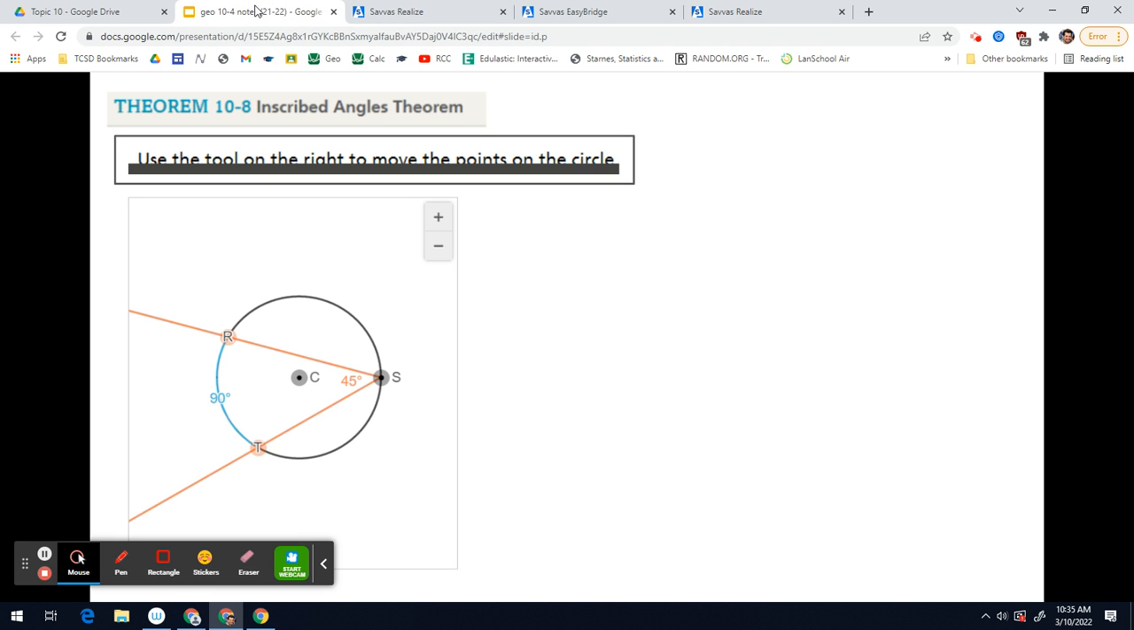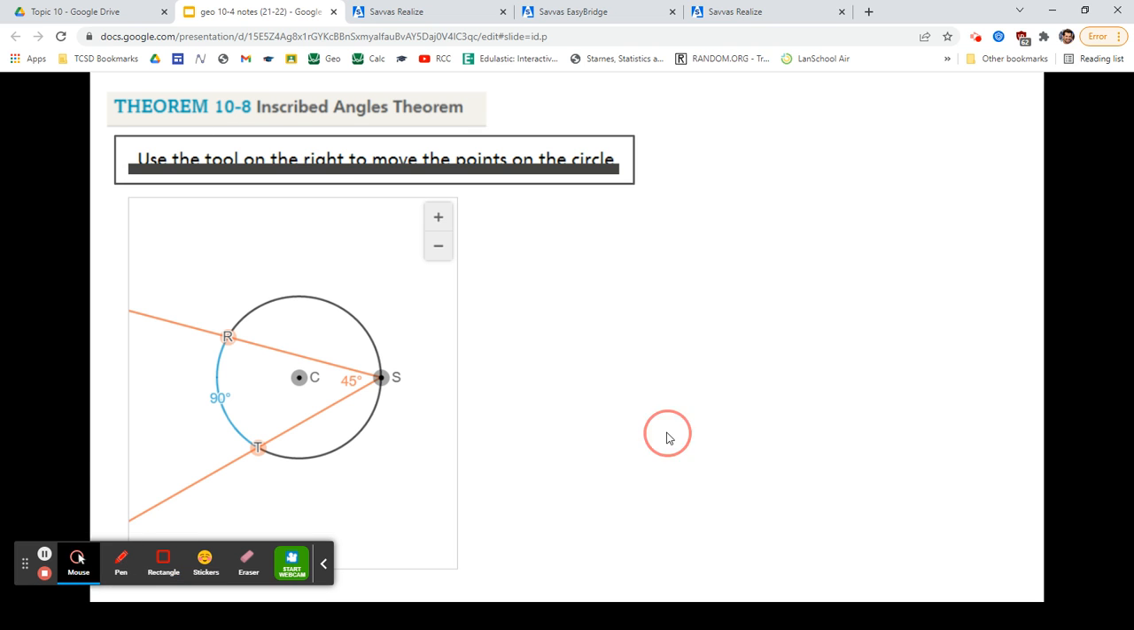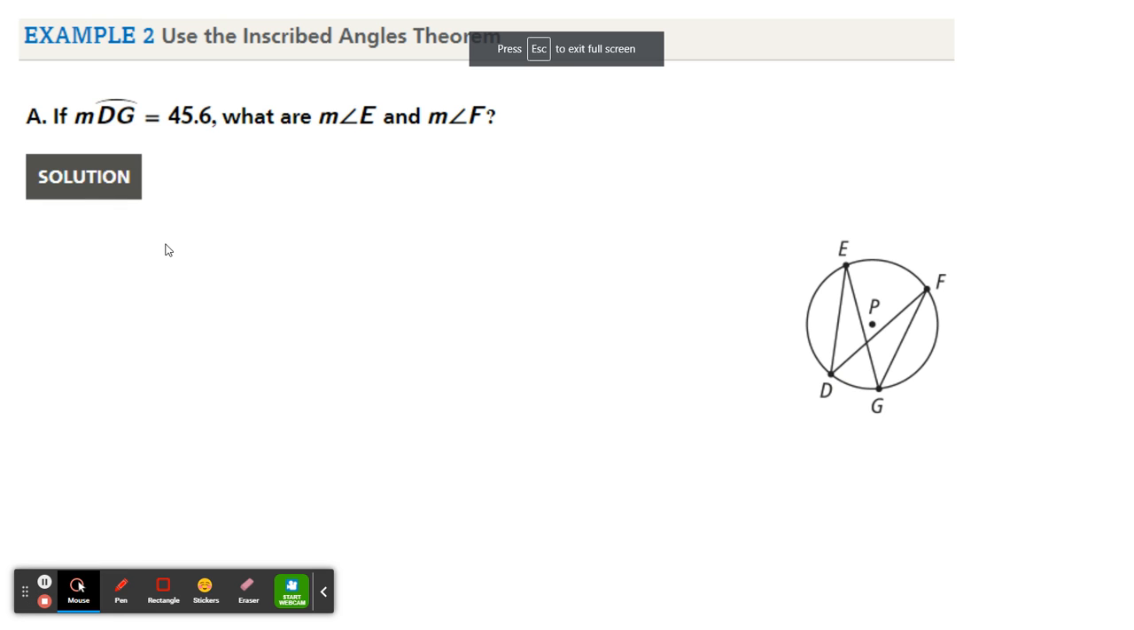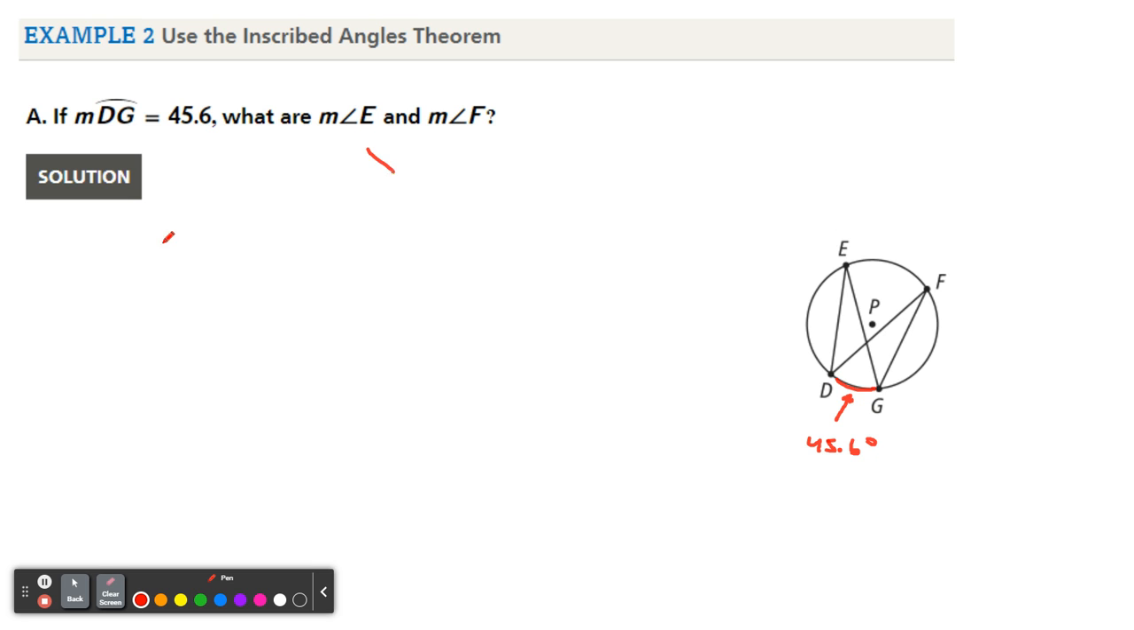All right, so we're going to do, I think, 3 problems in this video, and then we'll stop the video. Okay, so first problem, I should say. They give us that the measure of arc DG is 45.6, pretty specific, right? So this arc right here is 45.6 degrees. We want to know what are the measures of angle E and F. Well, if you look at angle E, first of all, angle E's vertex is on the circle, and so is F's. So these are both inscribed angles, which means they equal half the arc.